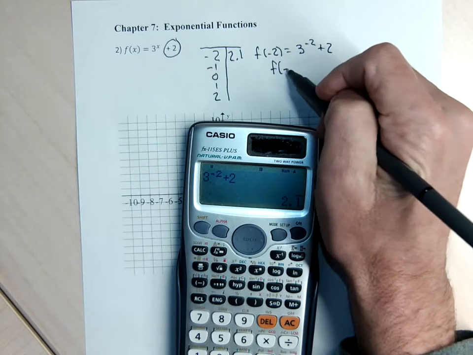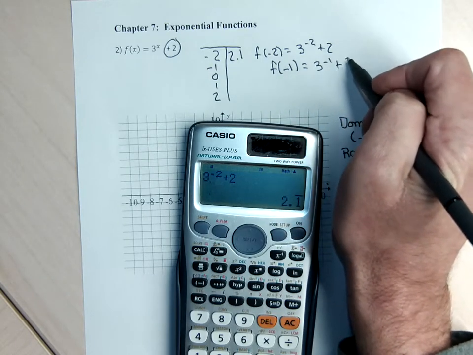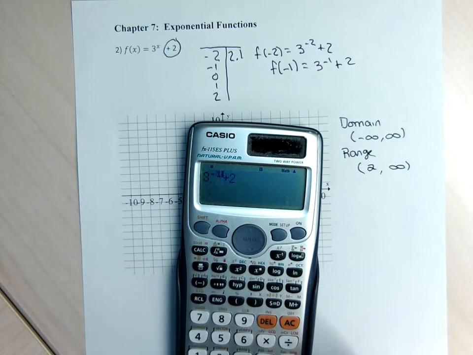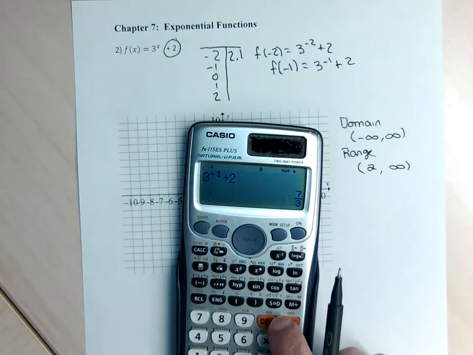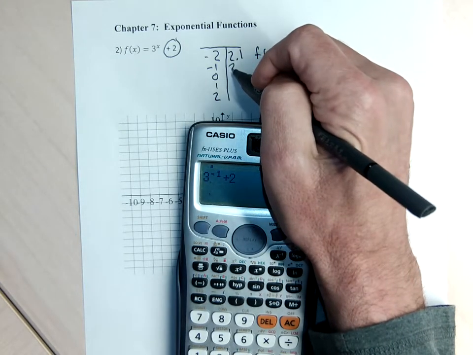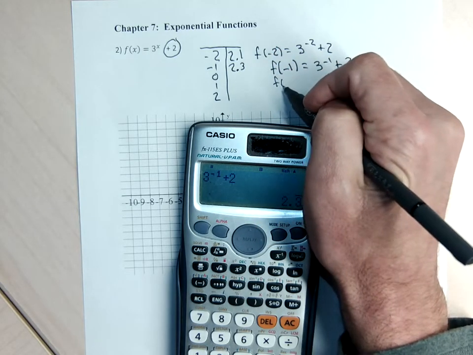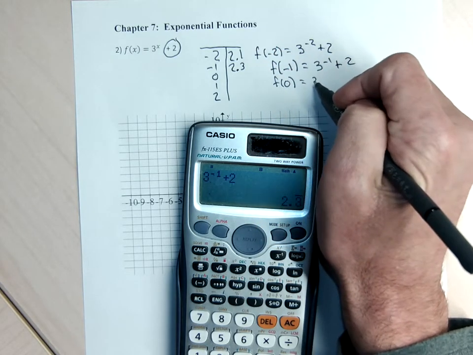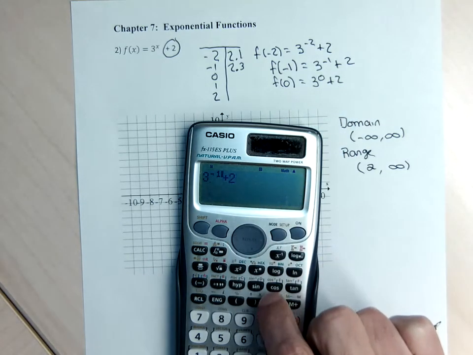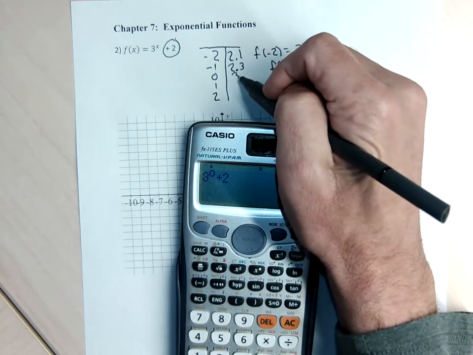And then I'm going to do f of negative 1 is 3 to the negative 1 plus 2. Change that negative 2 to negative 1. And it gives me 7 over 3, which is actually 2 1/3, or 2.3 repeating. And again, I'm just going to round to 1 decimal. Now I'm going to do f of 0, which is 3 to the 0 plus 2. Go back and change the negative 1 to 0, and that gives me 3.